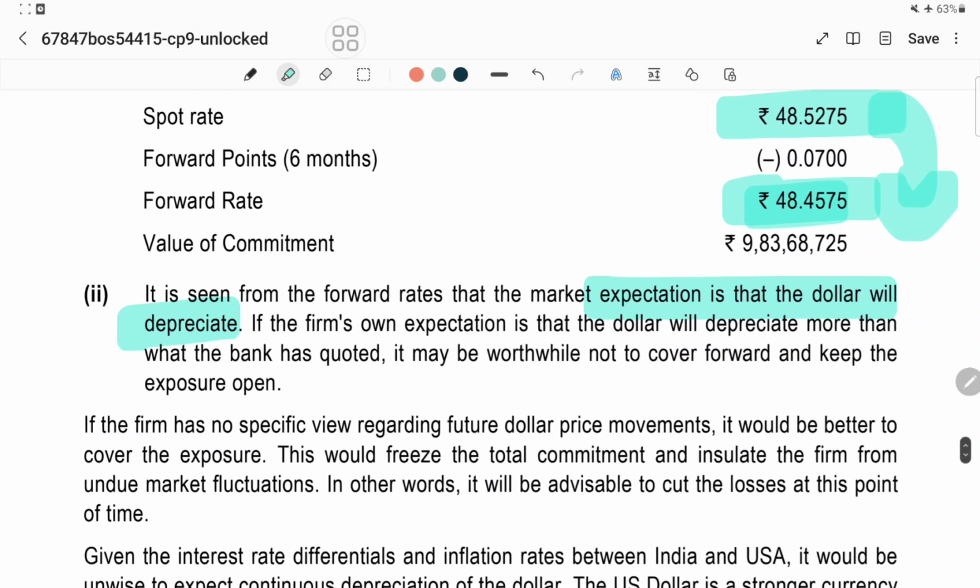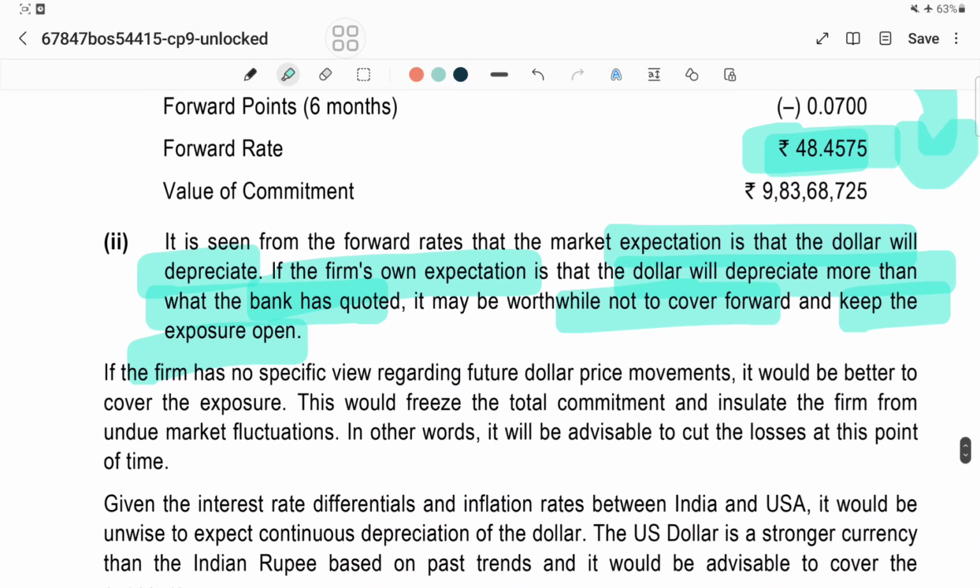If the firm's own expectation is that the dollar will depreciate more than what the bank has quoted today, it may be worthwhile not to cover the transaction and keep the exposure open. Why you are not covering the transaction is because you think that the dollar will fall even more than what the market is quoting. So then eventually you have to pay even less than that. So then you are keeping your exposure open.